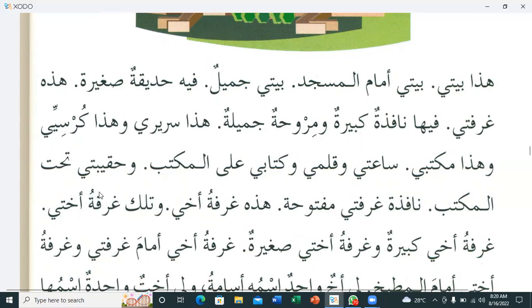Wa haqibati. Haqibati, that means my bag. Wa, and haqibatun, bag. The ya pronoun is used for my. Wa haqibati, and my bag. Tahta, under. Al maktabi, the desk. Wa haqibati tahta al maktabi, and my bag is under the desk.